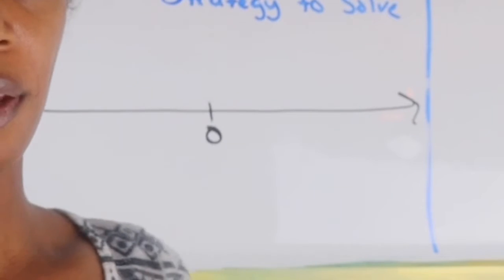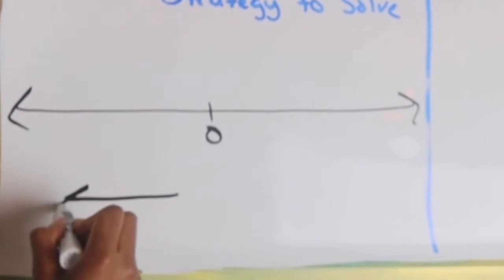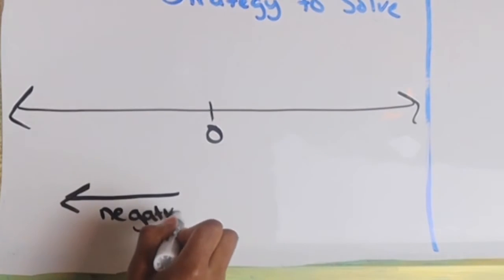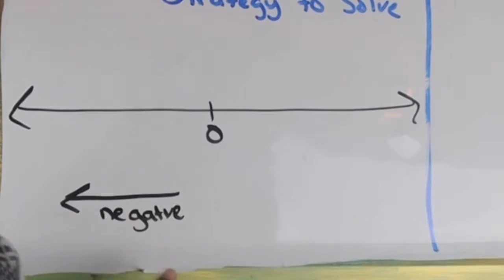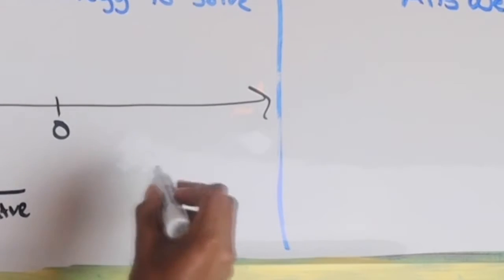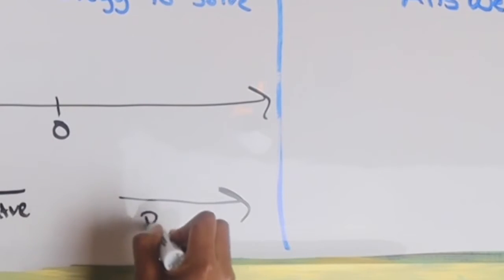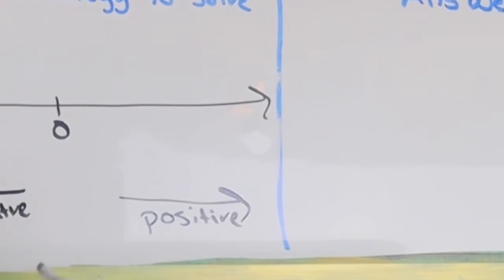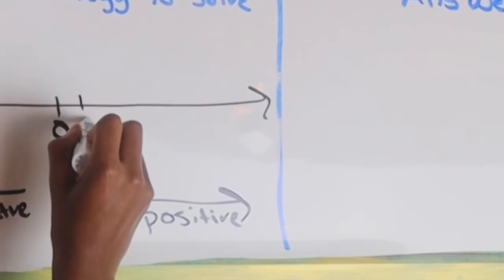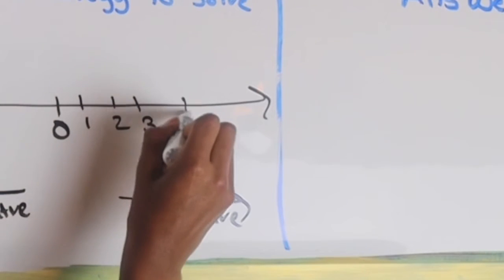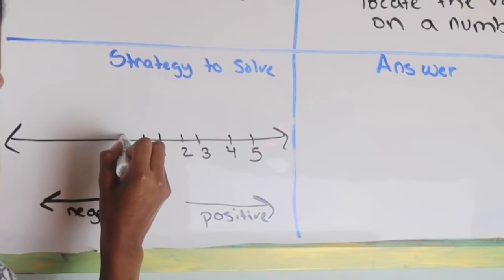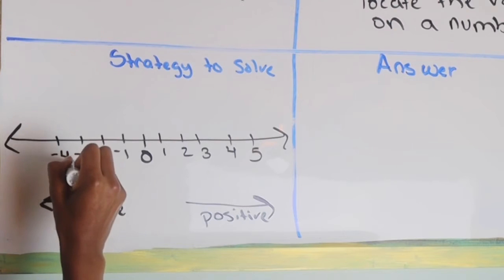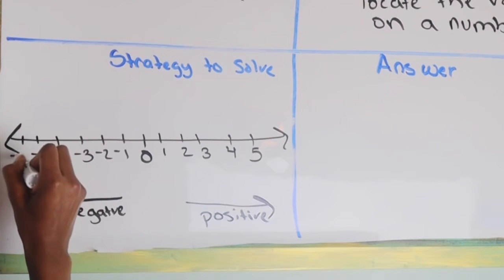0 will go in the middle. All of our numbers to the left of 0 are negative, and all of our numbers to the right of 0 are positive. So let's get started. Here we have 1, 2, 3, 4, and 5. And here we have -1, -2, -3, -4, -5, and -6.